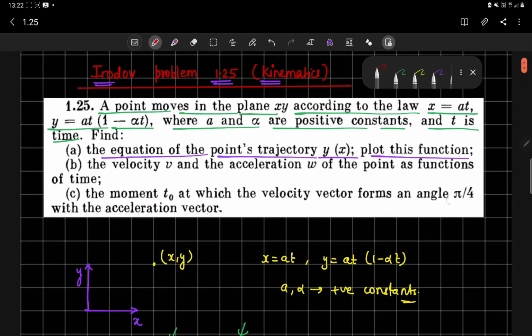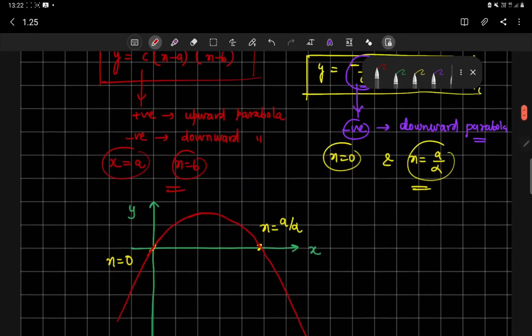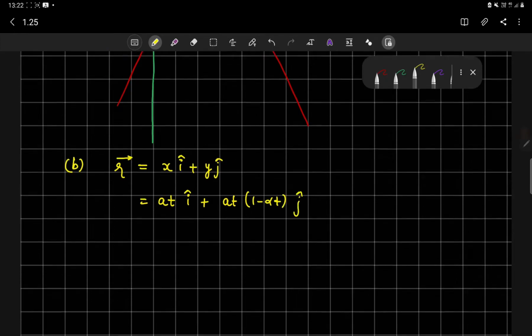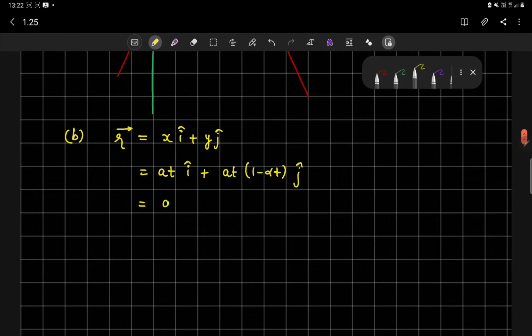Now coming to the second part of the problem, it is asking to find the velocity and the acceleration of the point as a function of time. So let us first write the position vector. Let us represent it as r vector, that we can write as x i cap plus y j cap, and x is given as at i cap plus y is given as at times (1 minus alpha t) j cap. Let us expand this particular function. We will get at i cap plus (at minus a alpha t square) j cap.